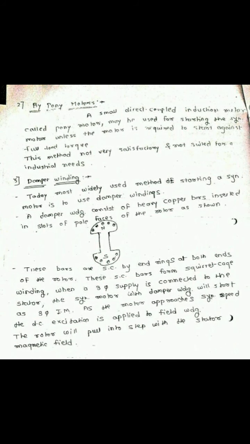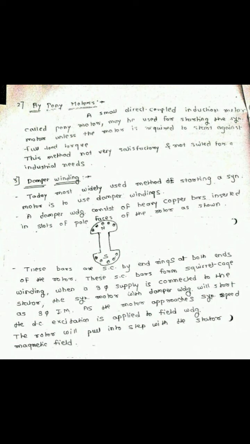The last method, which is very popular and basically used in industry in the construction of a synchronous motor, is by providing a damper winding. Today the most widely used method of starting a synchronous motor is to use damper windings. A damper winding consists of heavy copper bars inserted in slots of the pole faces of the rotor, as shown. These bars are short circuited by end rings at both ends of the rotor. So these short circuited bars form a squirrel cage winding.